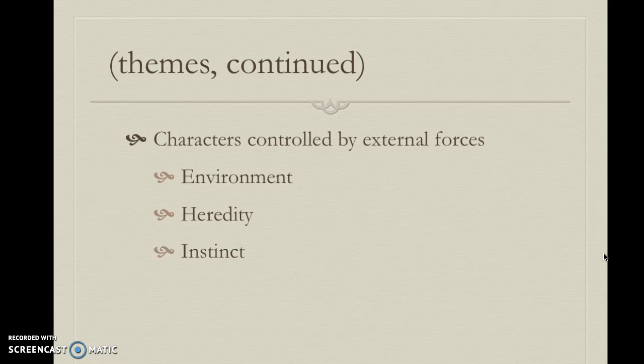Instinct. Characters' instincts, back to that brute within. Characters act on instinct, not necessarily because they're reasoning things out. And then finally, just plain chance, dumb luck. If characters in regular realist fiction have a choice, these characters often don't.